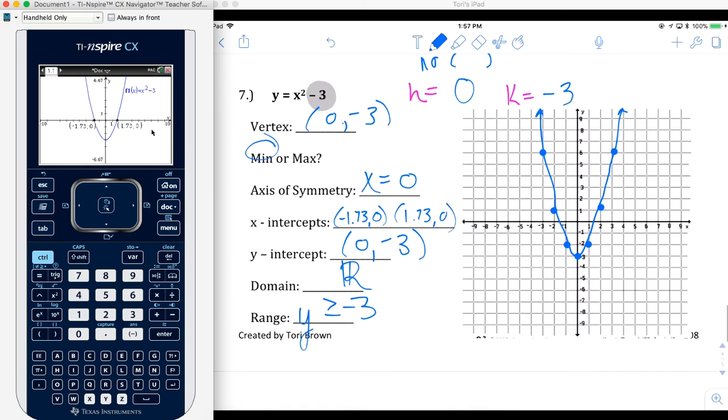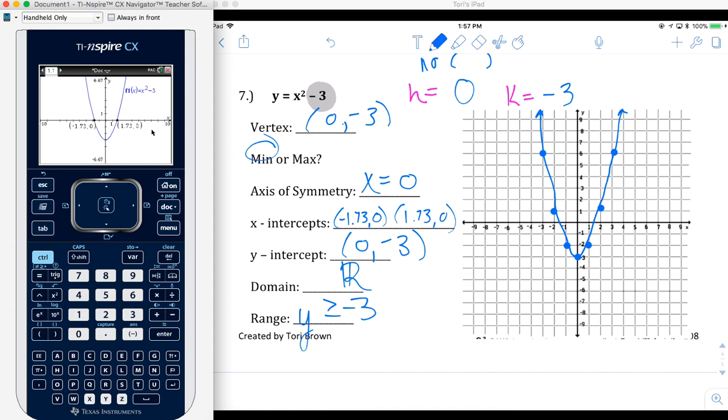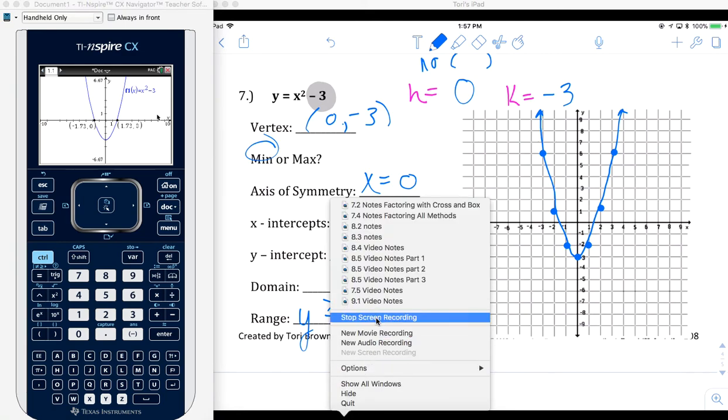All right, you are all set for 9.2 notes. Good luck. Again, remember, if you have the other calculator, you are going to want to go ahead and check in with your teacher. Make sure that you know how to do that with other methods.